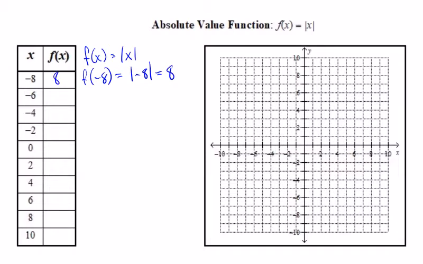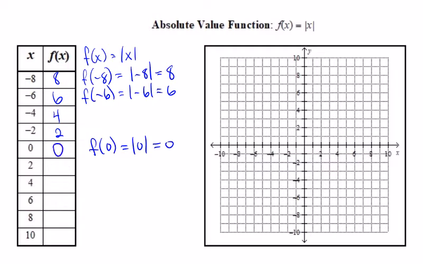If I plug in -6, I get the absolute value of -6, which is +6. So what's happening is I'm going to get +4, +2, right? What about 0? What's the absolute value of 0? 0, right? So I'm just going to get 0. Because remember, absolute value is distance away from 0, right? So 0 is 0 units away from 0. F of 2, if I do absolute value of 2, I get +2. Okay, absolute value of 4 is +4.